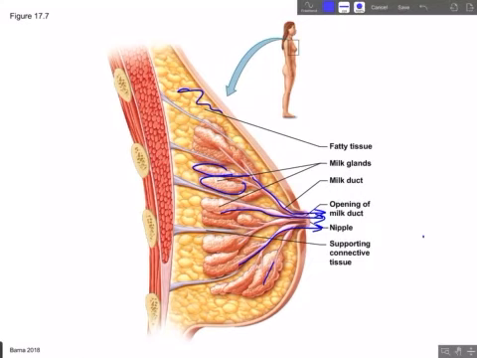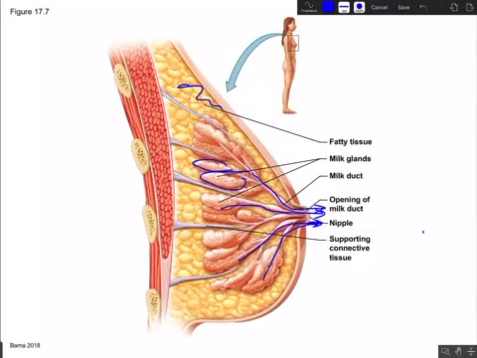Now, there's a lot of different parts to breast tissue. You've got the connective tissue, the fatty tissue, the ductal tissue, and the gland tissue. So there are actually many different types of breast cancer. Depending on which type of tissue it invades will depend on which type you have.